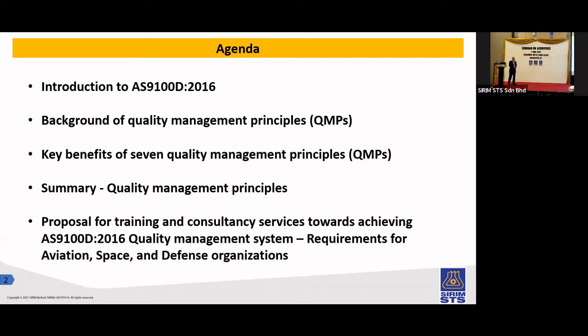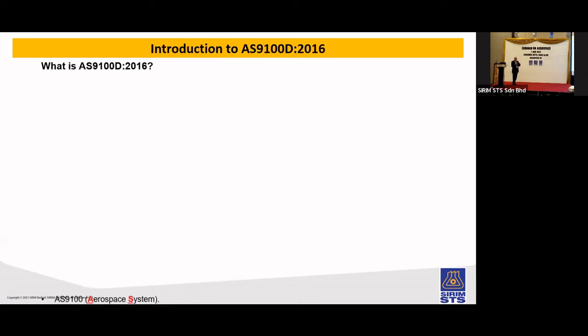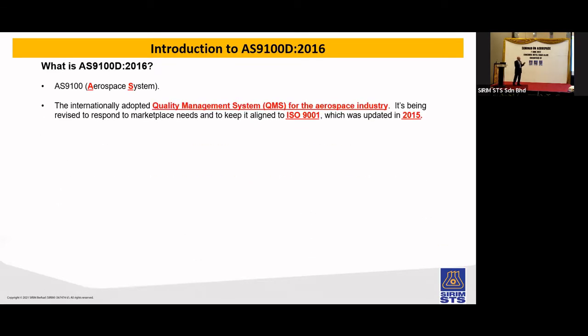So what is AS9100? Aerospace system, as mentioned by Dato and also NICO boss just now regarding aerospace, and it's the quality management system for the aerospace industry. Aerospace industry, automotive industry, railway industry, every one of them refers to ISO standards, a very famous standard in the world, which is 9001:2015. This standard has been in the world for about 35 years, since 1987. At that time I was also involved in the first edition of ISO 9001.